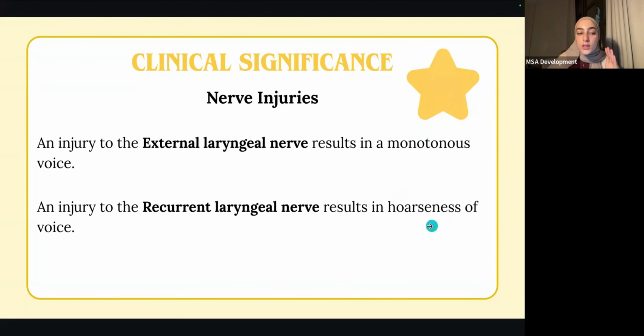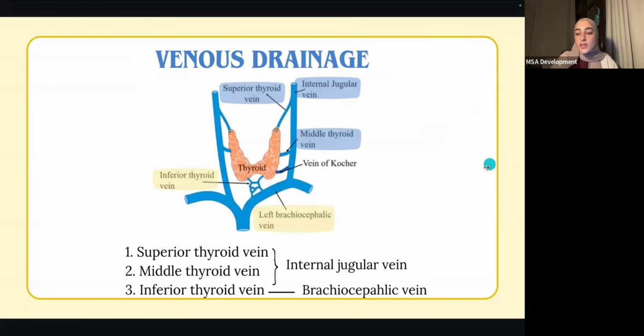Definitely going to be asked about hoarseness and monotonous voice. And just know from down is the recurrent, the inferior. From up is the external or the superior laryngeal nerve, and it runs with the superior thyroid artery. I hope this makes sense. They're probably going to ask you about this. Very, very high yield. Okay, venous drainage.